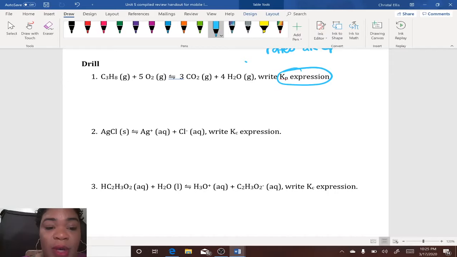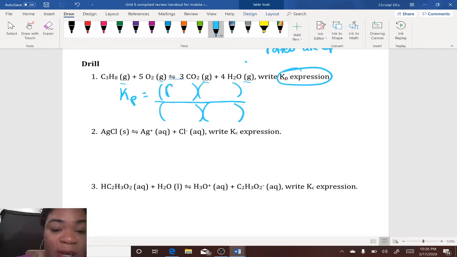So if I were you and I'm writing the Kp, I'll look at the state of matter for each reactant or product and notice whether it's a solid, liquid, or gas. If it's a solid or liquid, I'll just go ahead and cross those out. And then one thing that you should also remember is that your coefficients become your exponents. So to write the Kp, and since we're talking about gases, we have to put them in parentheses, products over reactants.